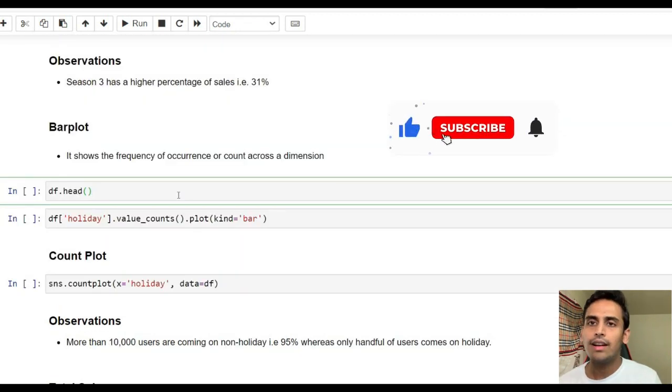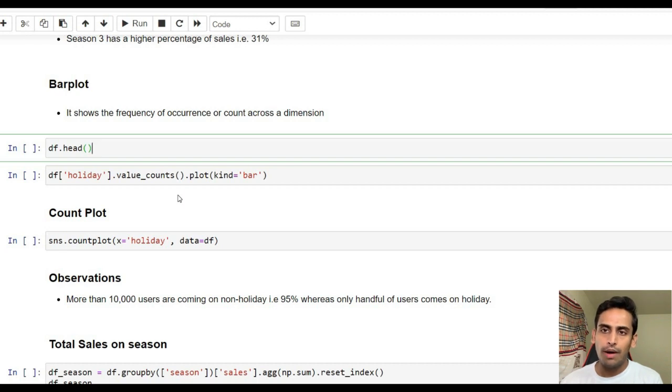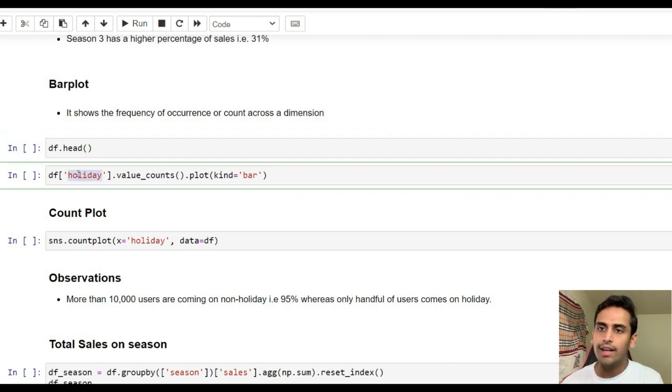So now let's learn about the bar plot. A bar plot is kind of similar to a histogram. In a histogram, we find the frequency count for numeric columns, but for the bar plot, we find the frequency count for non-numeric columns. So let's say we have a holiday column. Holiday has two values, 0 and 1. So I want to understand how many observations fall when holiday equal to 0 and when holiday equal to 1. There can be multiple ways, but in this example, I'm showing you two ways.